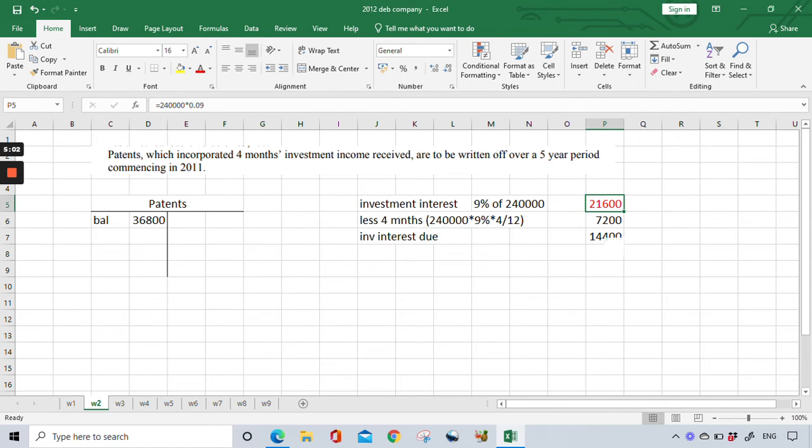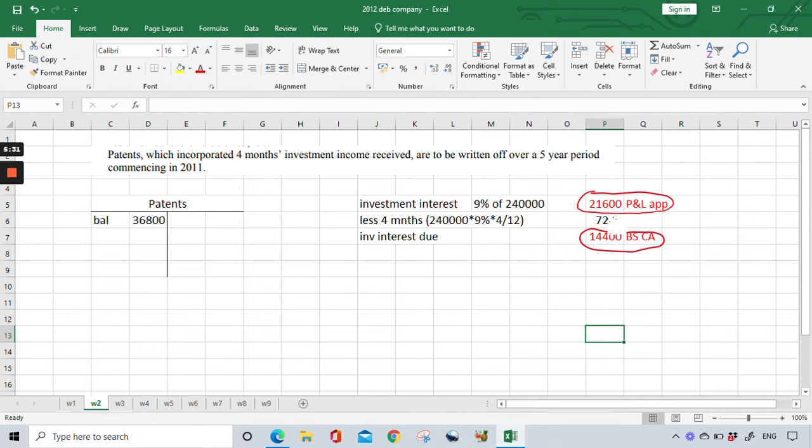So this figure is our investment interest for the year. This figure here is our investment interest due. This figure here is in the P&L appropriation. This figure here is balance sheet current asset. So I'll put both of those in red, and I'm just going to circle them. So that's the investment interest dealt with.